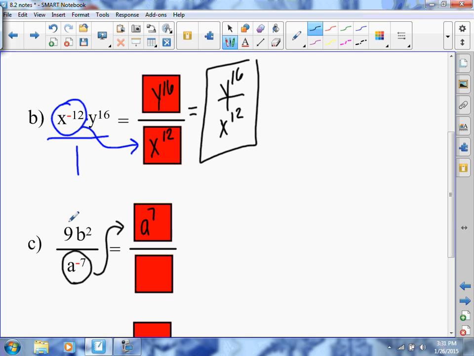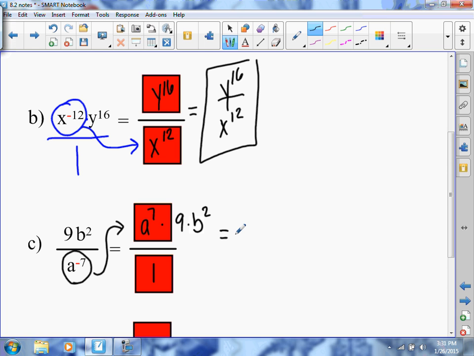And I still have the 9 in the numerator. He's okay. He still has a positive exponent. And the b squared was in the numerator. He's okay. He can stay in the numerator. He was a positive exponent. And then after I move this a to the negative 7 up, I don't have anything left over in my denominator. So I'm just going to put a 1 there for a placeholder.